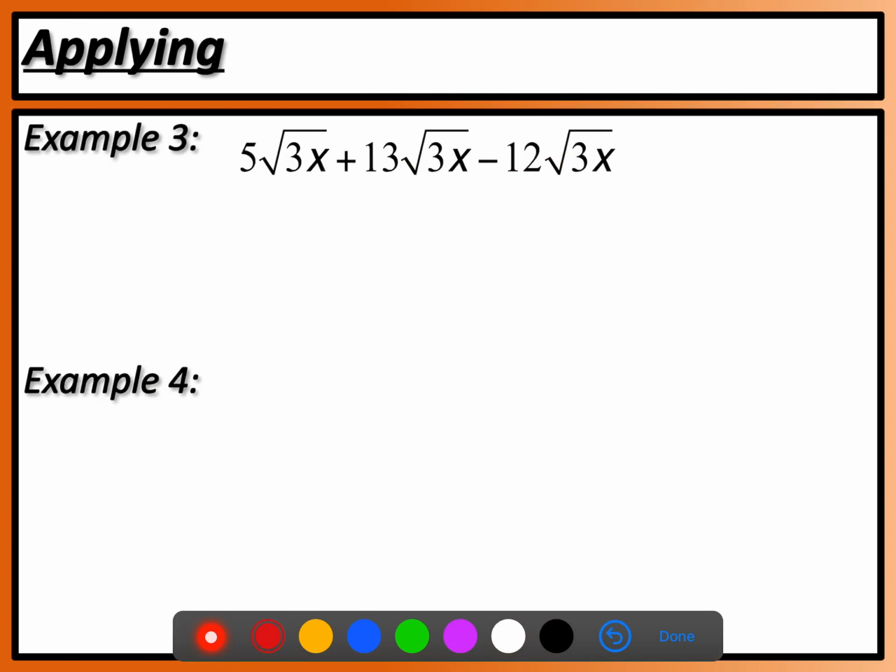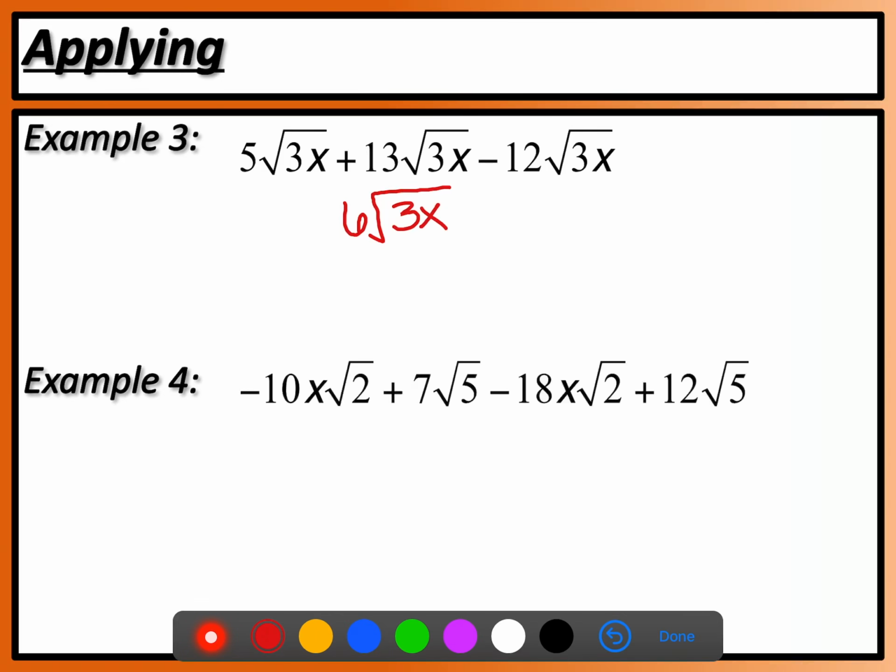All right, so we get a little bit fancy here. 3x underneath each one of those radicals. So just combining the coefficients, 5 plus 13 minus 12. It's 6. And the radical stays the same.